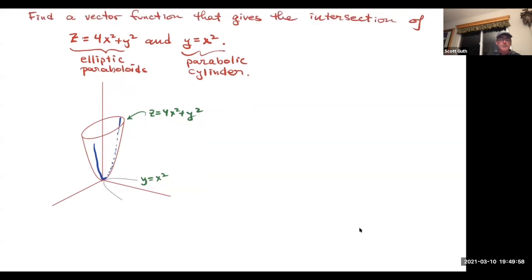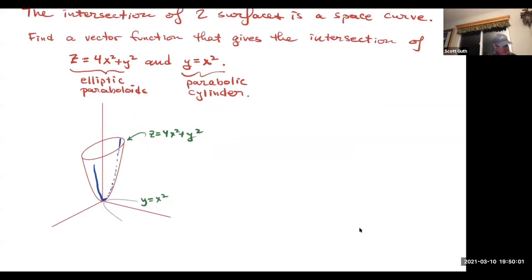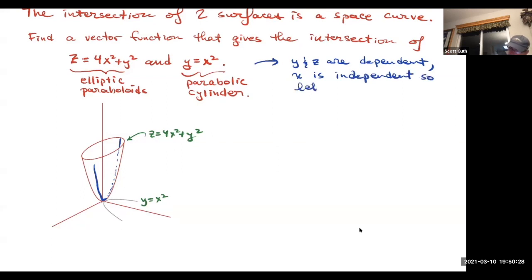Okay, so what you want to do is notice, first of all, that x is independent here. It's not mentioned. See, y and z are dependent. X is independent, so it can be anything it wants to be. So I'd say let x be t. Then you can see y has to be x squared.